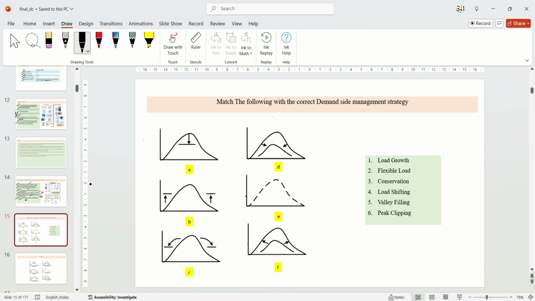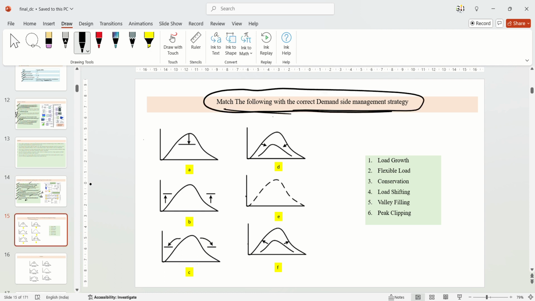The next question is related to the demand side management strategy. There are different types of demand side management strategies, so I have given the six types here, and on the right side you have to match them with the correct ones. Suppose A matches the first, yes, you have to write that A matches the first, like that. Okay.